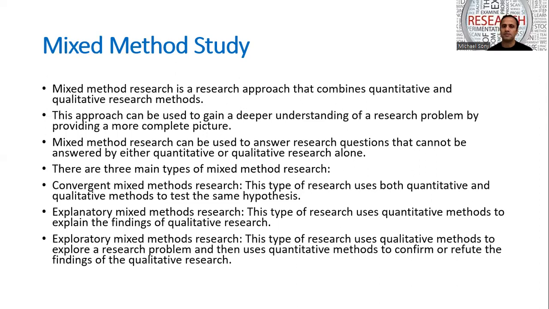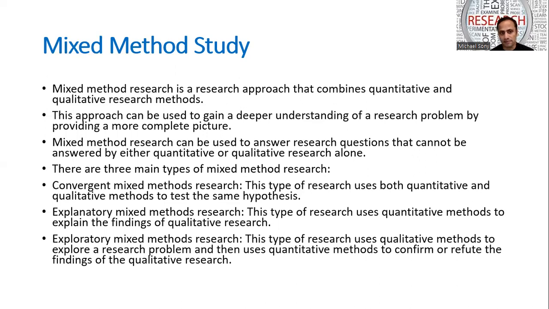There are three types of mixed method research. The first one is called convergent mixed method. In the convergent type, you use quantitative and qualitative study on the research question at the same time. And then these data are analyzed together in order to bring out the findings. As the name suggests, convergent, both are done together.